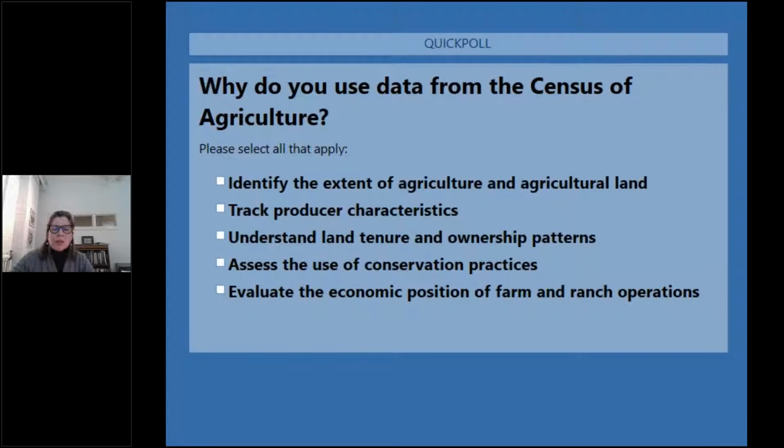So next, we're wondering why you're using data from the Census of Agriculture. And again, you can select more than one response. The responses are some of the things that we've learned as people have asked us to help them tap into census data.